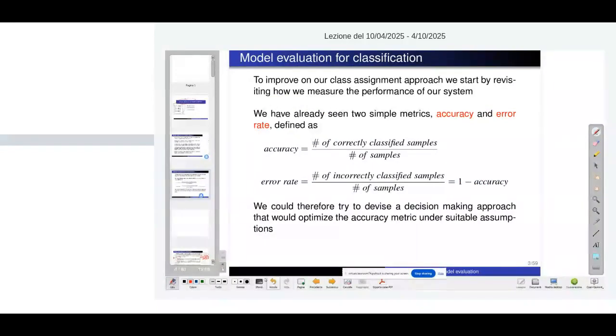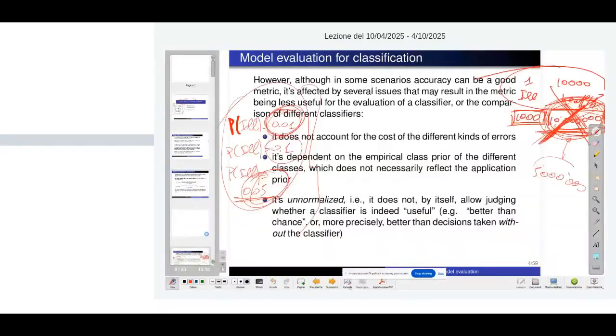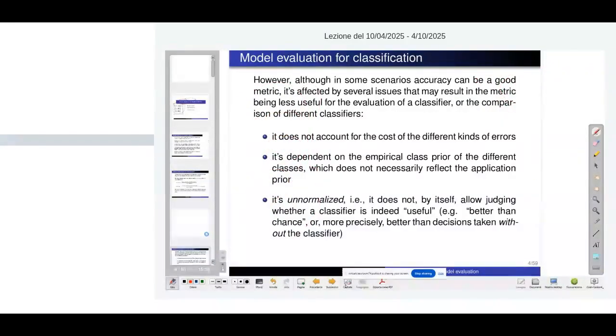Okay, so the idea here is whenever we have data, we want to be free to collect the data that we are comfortable with. So for example, a balanced evaluation set with a few thousand examples for each class, and then we want to be able to simulate different applications with different priors. So we'll see how to do that.